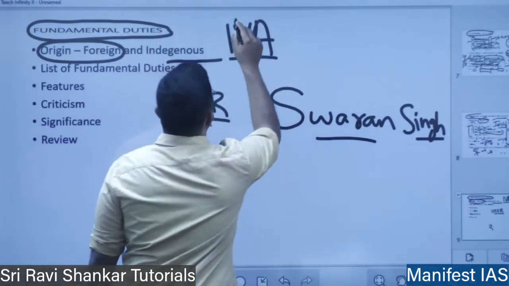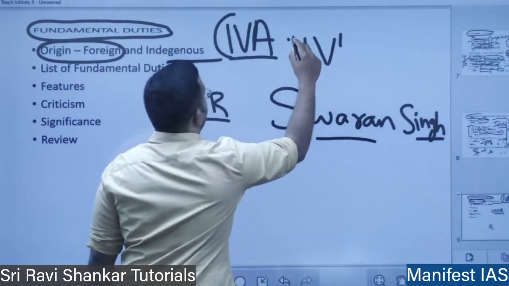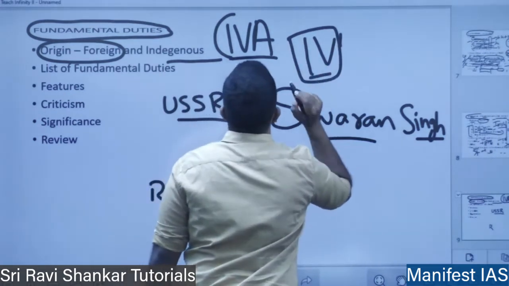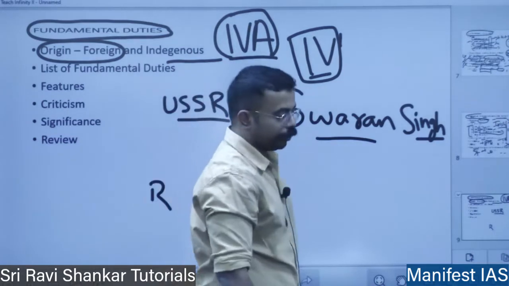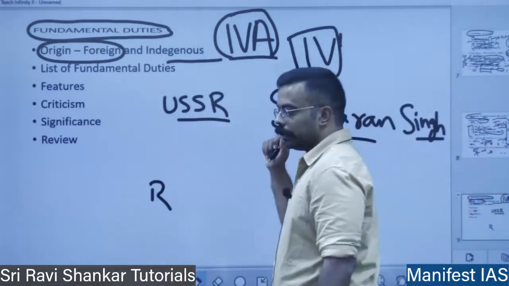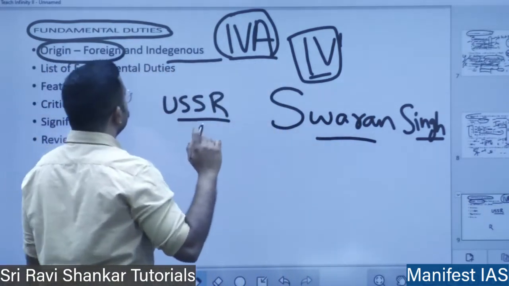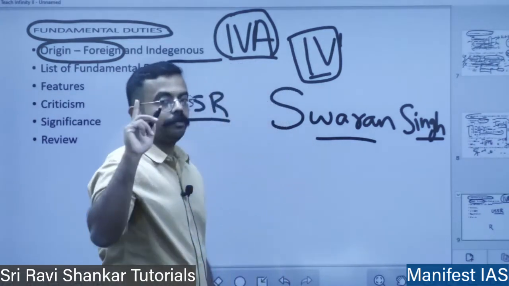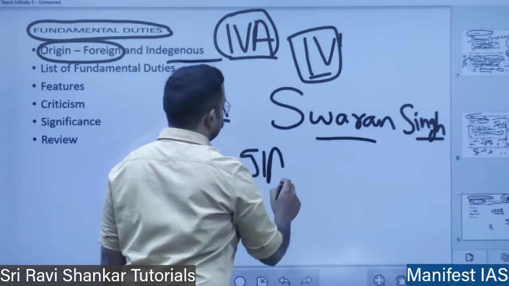So, fundamental duties form part 4A. It is appended to part 4. So, what is part 4? It is directive principles. Part 4A is your fundamental duties. Part 3 is your fundamental rights. So, parts are very, very important. So, what is the article number for fundamental duties? There is only one article. That article number is Article 51A.